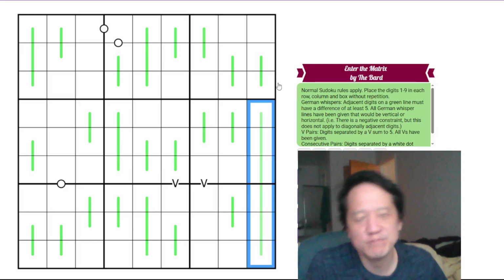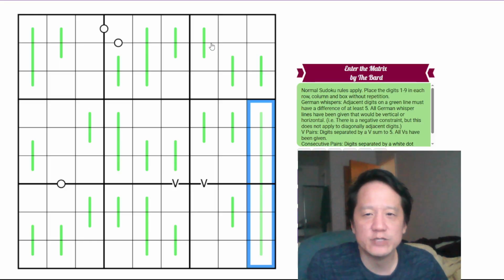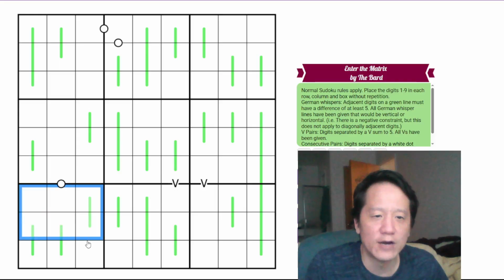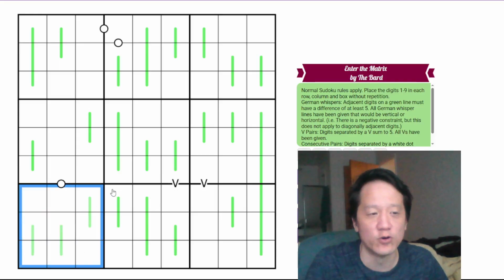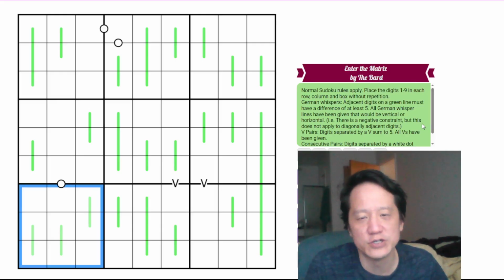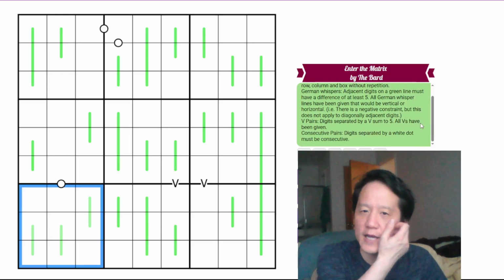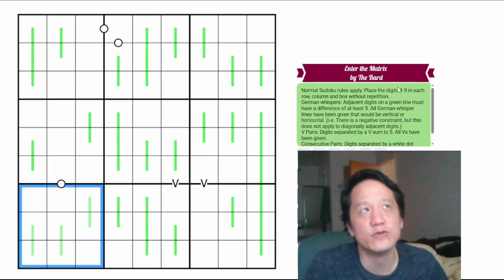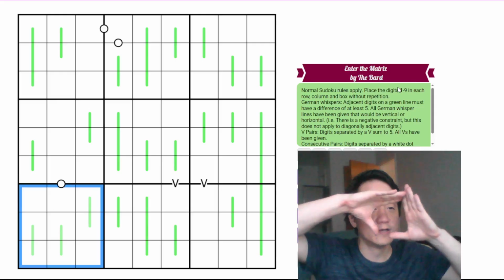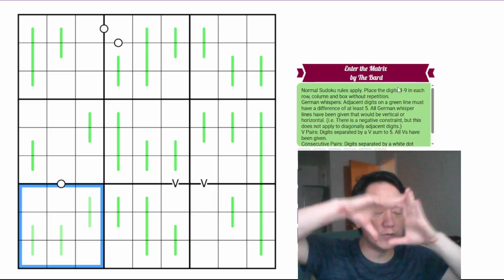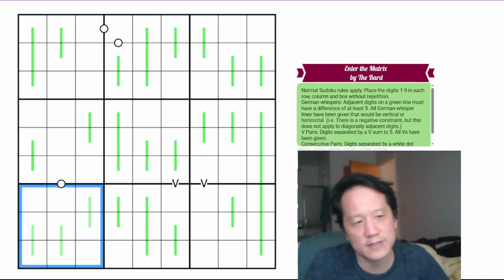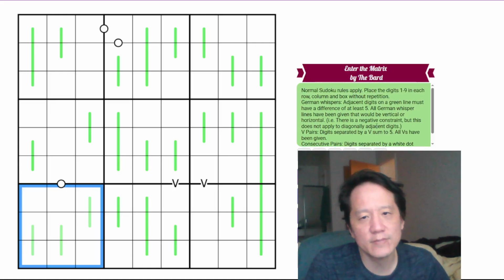Let's get to the rules. Normal Sudoku rules apply, which means place the digits 1 through 9 in each row, column, and box without repetition. I like this. This is my favorite form of the rule set for normal Sudoku because it makes it very clear, and you can go on variants with it. So for example, if you have a 3x3 box with repeats in those digits, you can just remove the "without repetition", right? And it would not be normal Sudoku then, if that's the case.